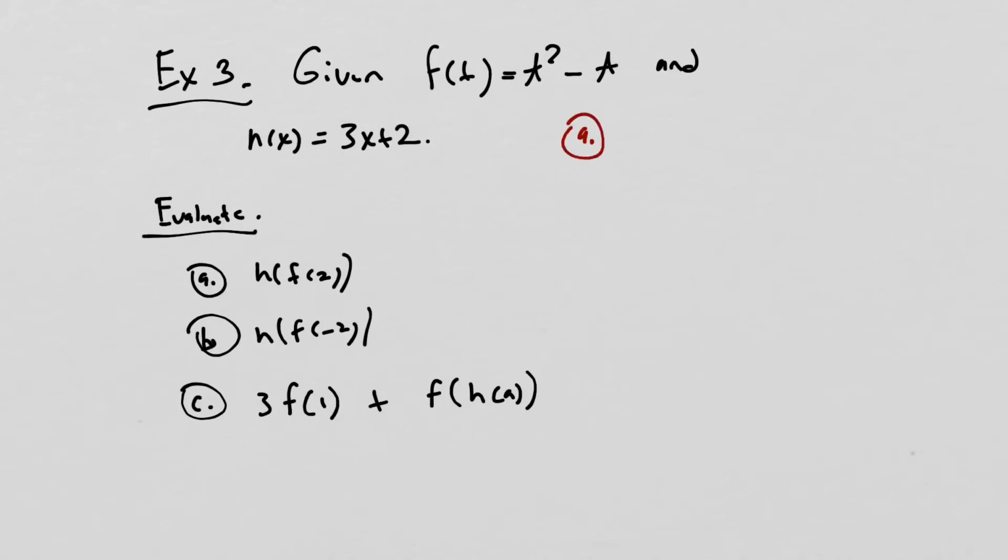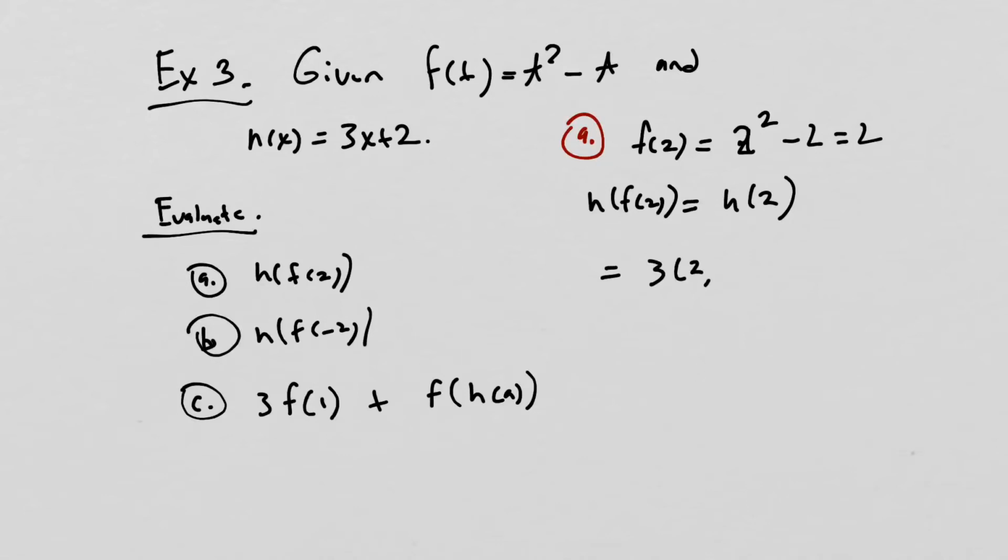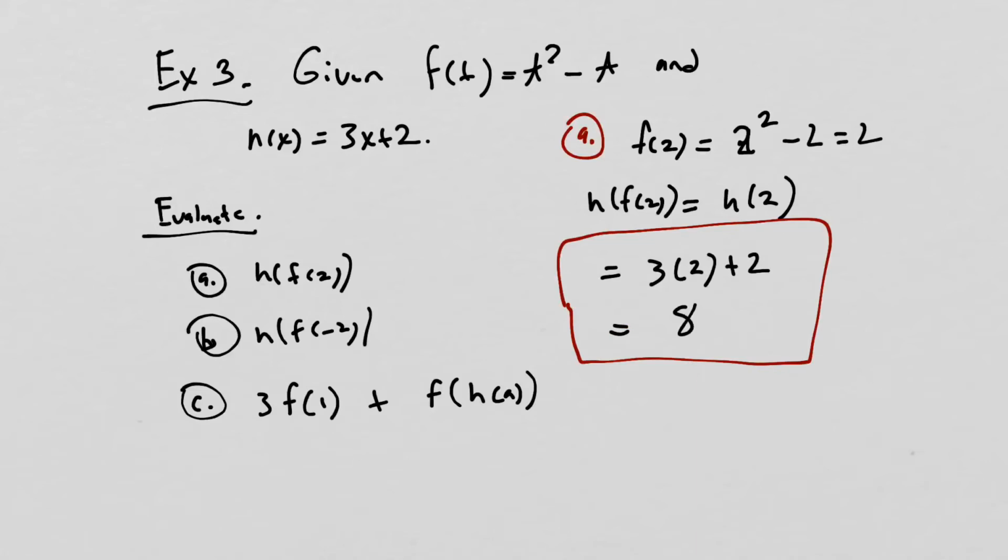In part A, there's different ways to do this. Let's go ahead and first find what f of 2 is. Evaluating f at 2, this is going to be equal to 2 squared minus 2, which is equal to 2. h of f of 2 then is going to be equal to h evaluated at 2. Evaluating h at 2, we get that this is equal to 3 times 2 plus 2. This is going to be the solution to part A, which is equal to 8.